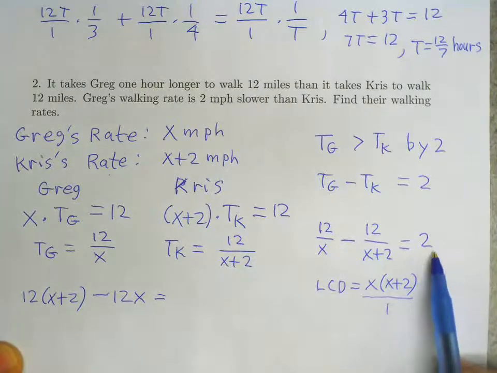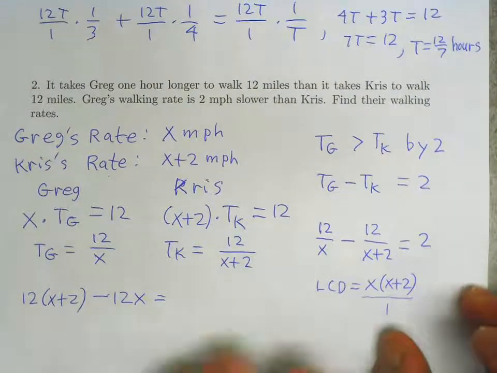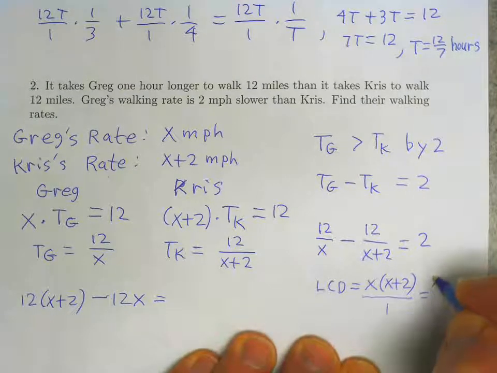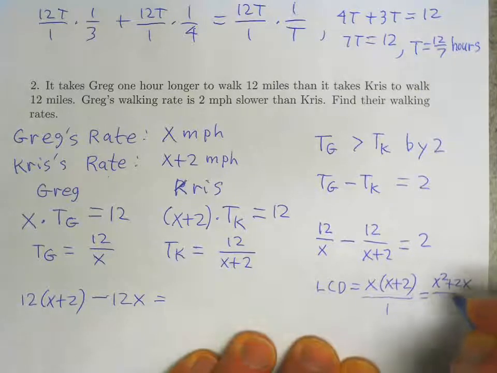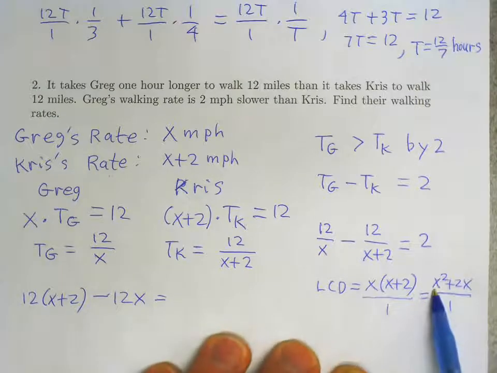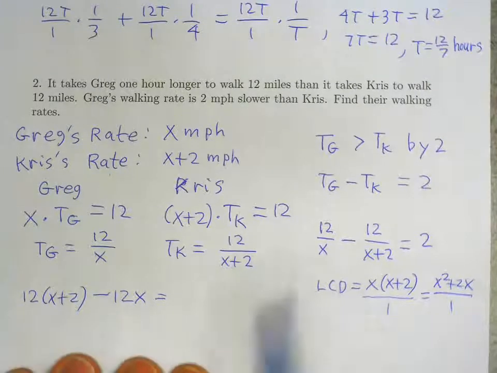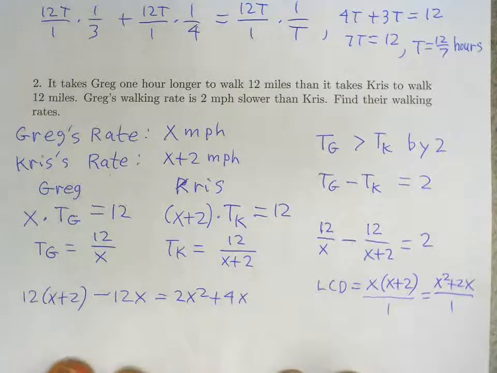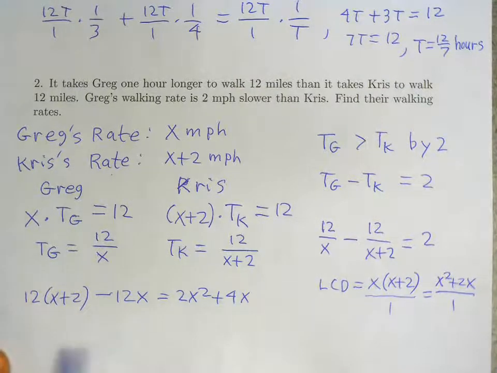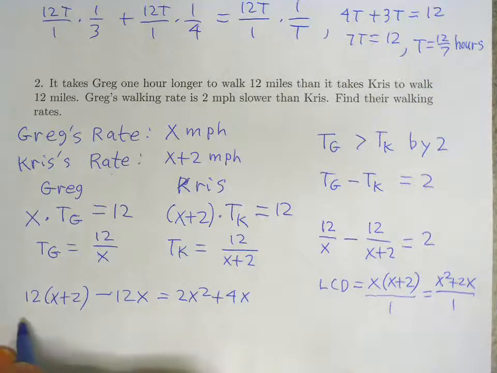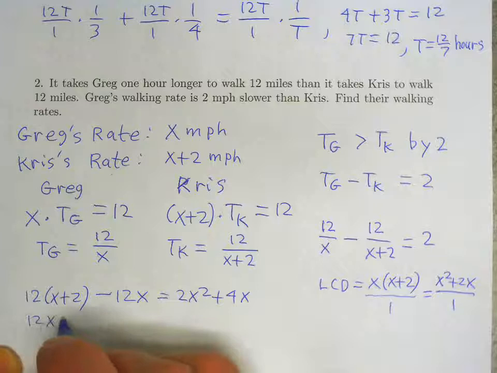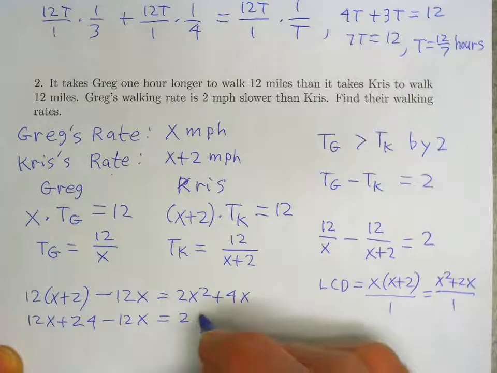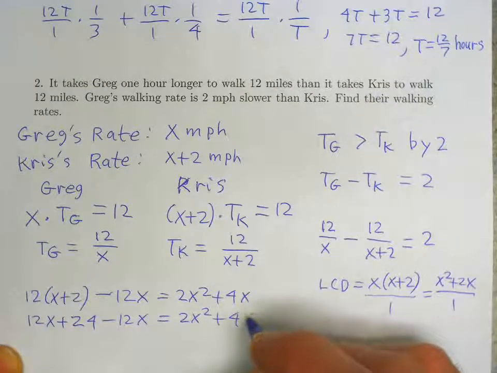And then on the right-hand side, we don't get a cancellation. Another way to write the least common denominator is in expanded form. It's x squared plus 2x. So let's just multiply 2 times the entire quantity x squared plus 2x and write it as 2x squared plus 4x. Okay, so now we just solve this equation. Apply the distributive property. We get 12x plus 24 minus 12x equals 2x squared plus 4x.